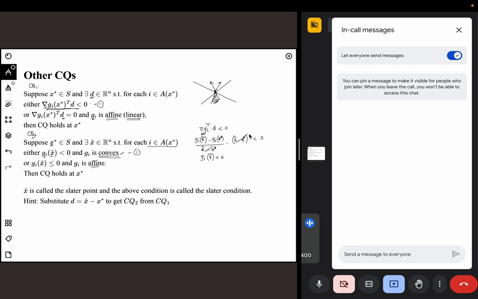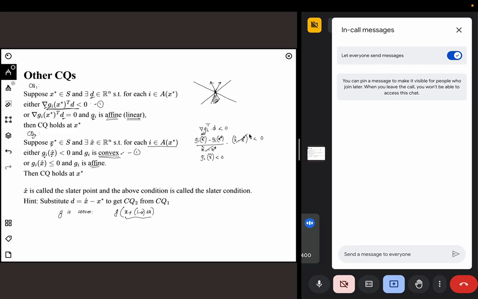If, for example, I say it in a slightly different way, let's say you remember last week when we discussed convexity. If you have a function g that is convex, then I can say that g of x plus 1 minus alpha into delta x.